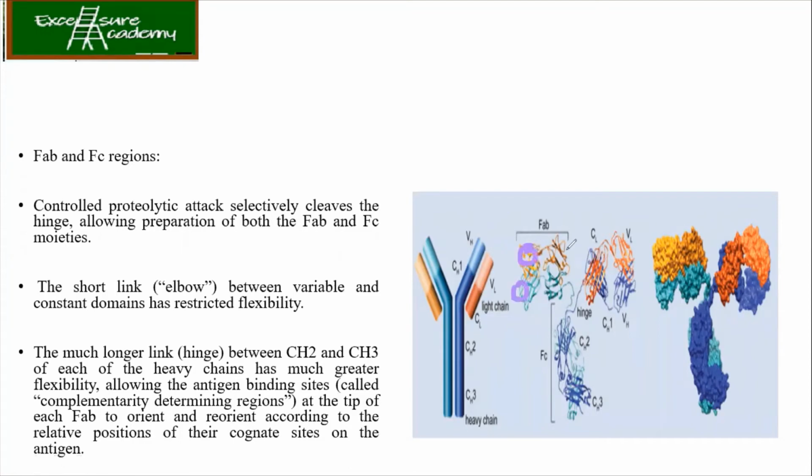1, 2, 3, 4, 5, 6. Correct. So this side 6, this side 6. So you're having a total of 12 domains. Can you see it in the structure? Yes, ma'am. See, over here also it is going variable, constant, variable, constant, constant, constant.